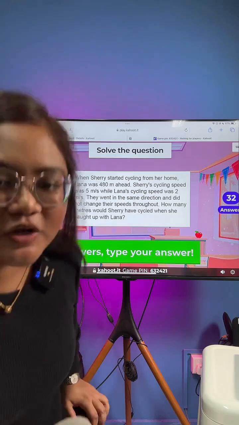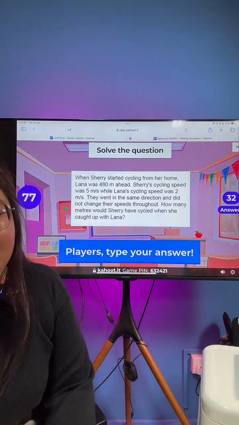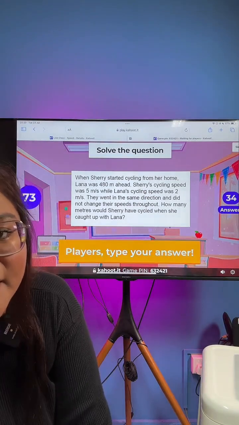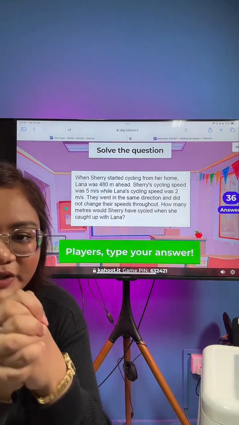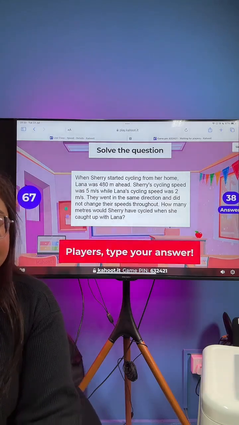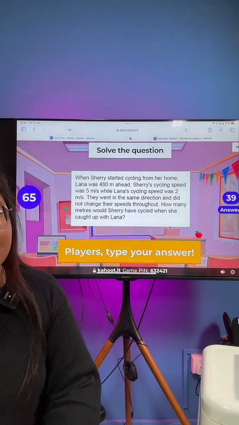This is smiley face. You got that? Faizai, I am so sorry if I'm butchering your name, but you try again. That is not 160 meters. That is the time taken to catch up. Okay?